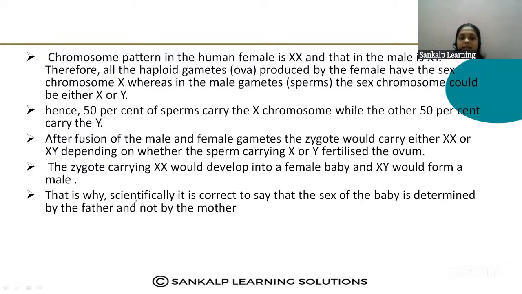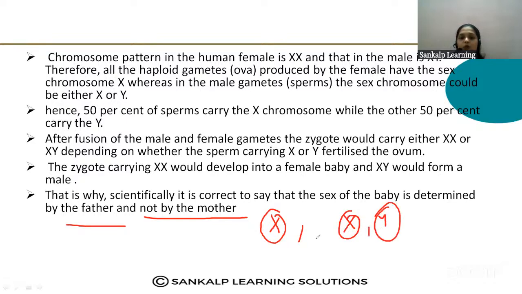Scientifically, it is correct to say that the sex of the baby is determined by the father, not by the mother. Give reason: the sex of the baby is determined by the father because the mother always produces the ovum that contains the X chromosome, but the male produces sperm that may contain the X chromosome or Y chromosome. So it is scientifically correct. They ask this in 3-mark or 4-mark questions.